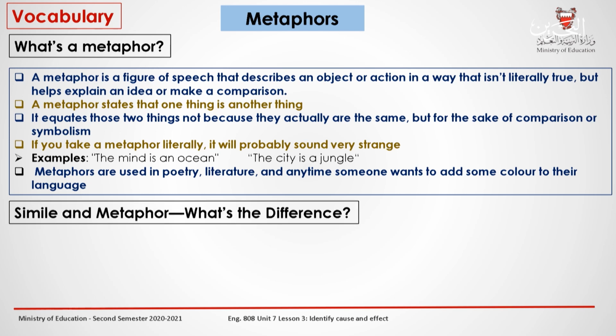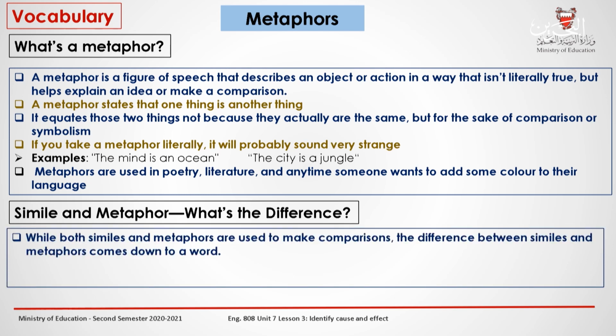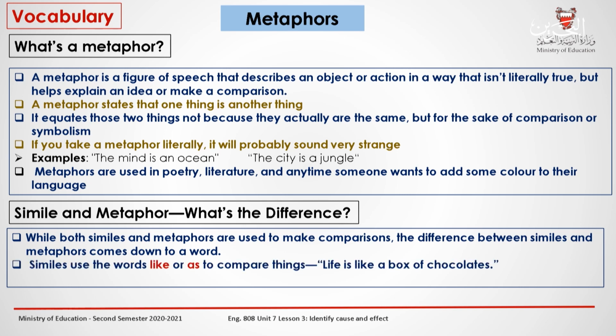Simile and metaphor. What is the difference? While both similes and metaphors are used to make comparisons, the difference between similes and metaphors comes down to a word. Similes use the words like or as to compare things. Life is like a box of chocolates. In contrast, metaphors directly state a comparison. Love is a battlefield.